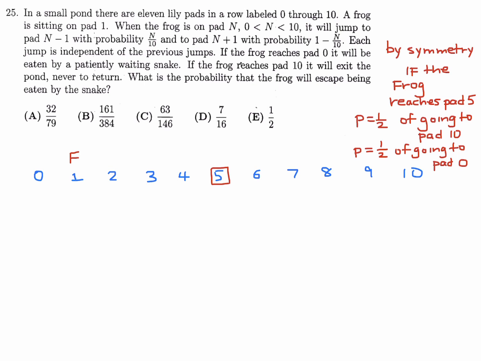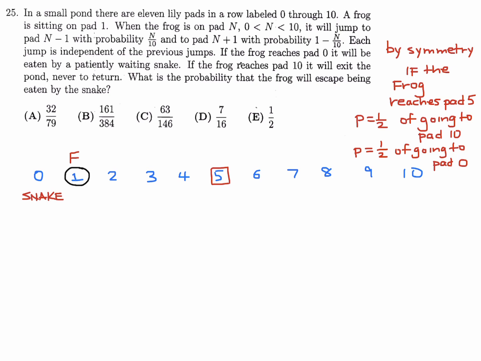So by symmetry, if the frog reaches pad 5, the probability is 1/2 of going to pad 10, and the probability is 1/2 of going to pad 0, where the snake is. So we are interested in him obviously going away and escaping. Before we jump right in, let's create just a few examples of what can happen.